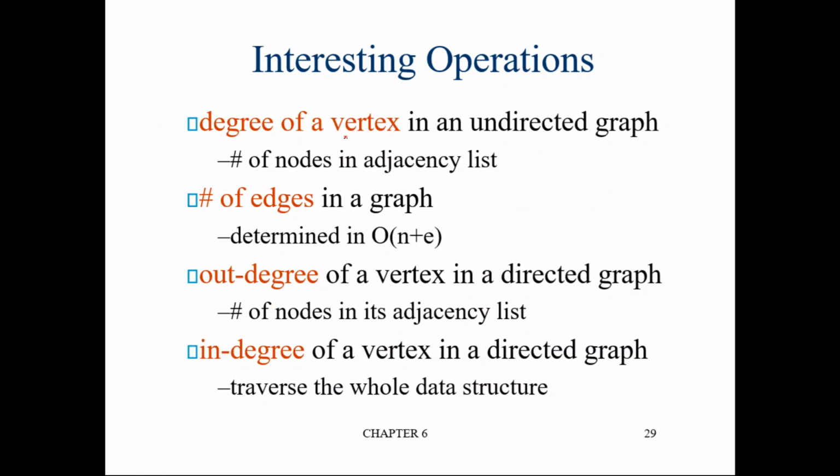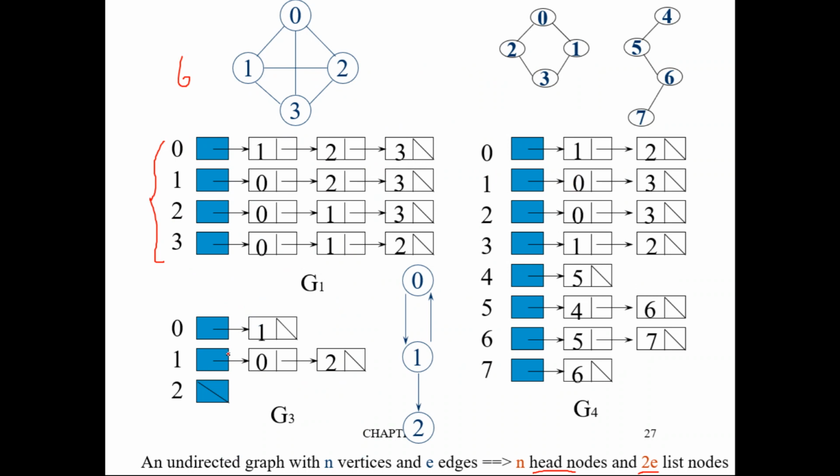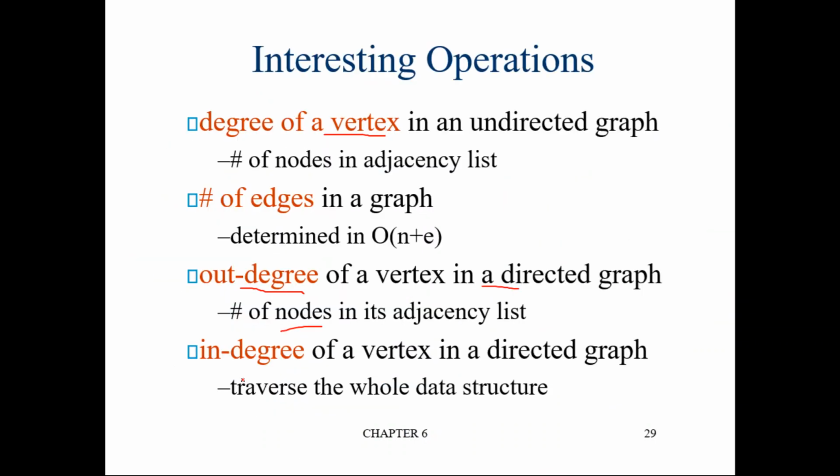Okay. Degree of a vertex in an undirected graph, you just count the number of nodes for that vertex. How to calculate the out degree of a vertex in a directed graph? Just count the number of nodes in the adjacency list. That's it. So this is an undirected graph. This is a directed graph. So now we are talking about directed graph.